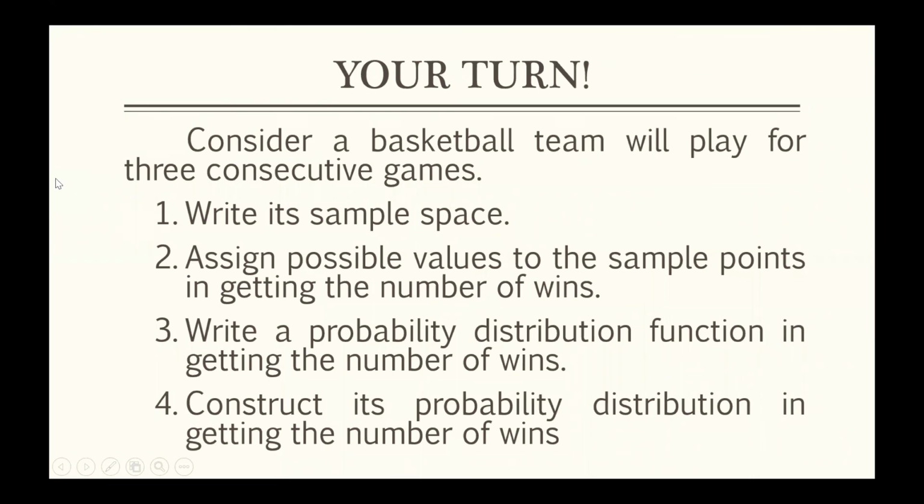Now, it's your turn. Consider a basketball team that will play 3 consecutive games. Number 1, determine the sample space. Number 2, assign possible values to the sample points in getting the number of wins. Number 3, write a probability distribution function in getting the number of wins. And number 4, construct its probability distribution in getting the number of wins.